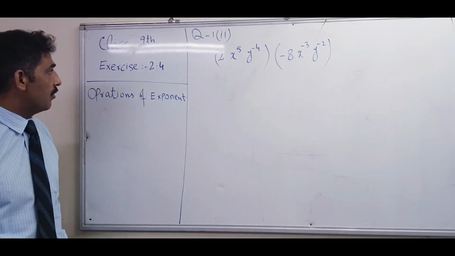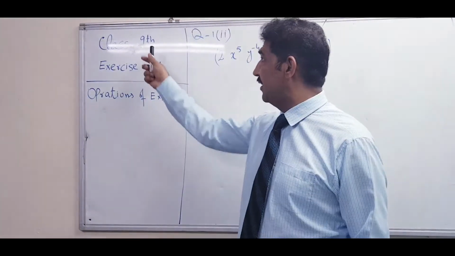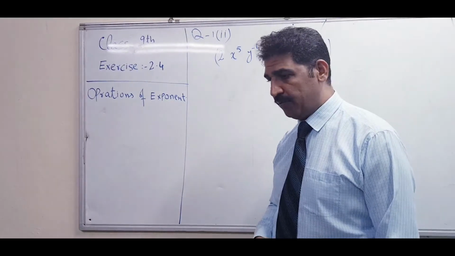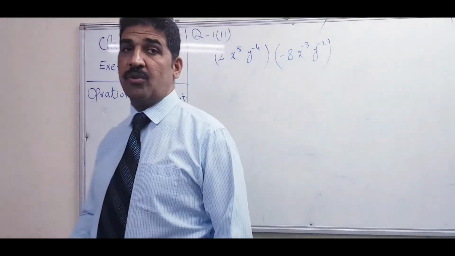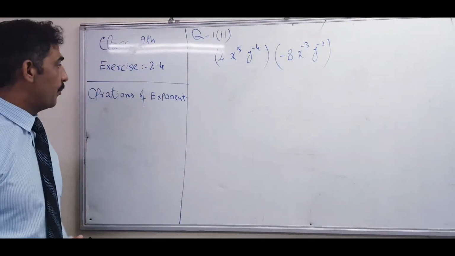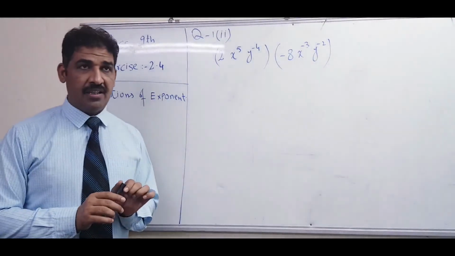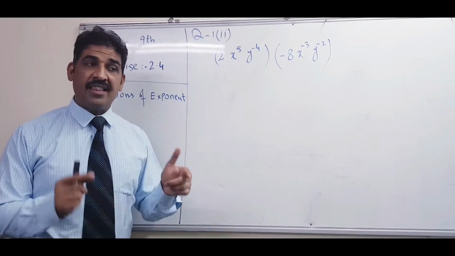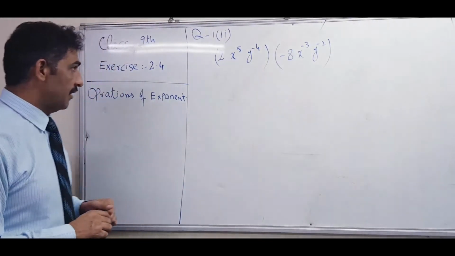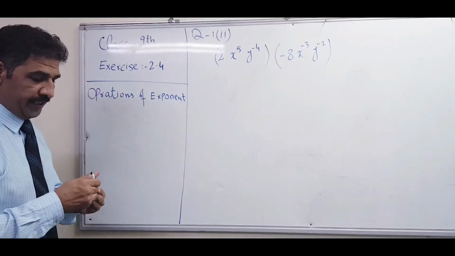Today we are solving exercise 2.4 of class 9th. Before explaining exercise 2.4, I want to tell you some rules or operations of exponents: what changes happen to the exponents when they are multiplying, when they are dividing, or when they move from numerator to denominator or denominator to numerator.